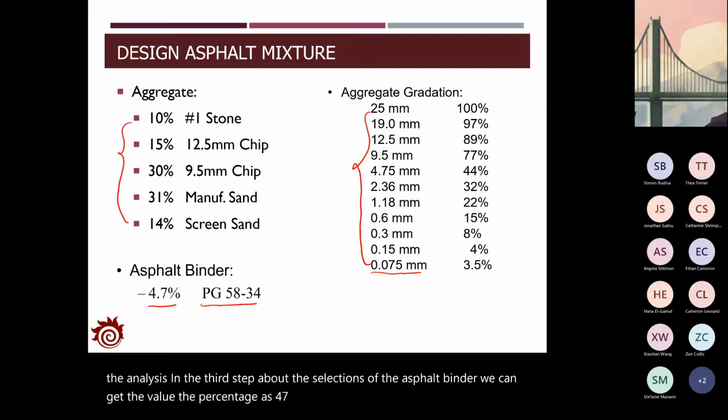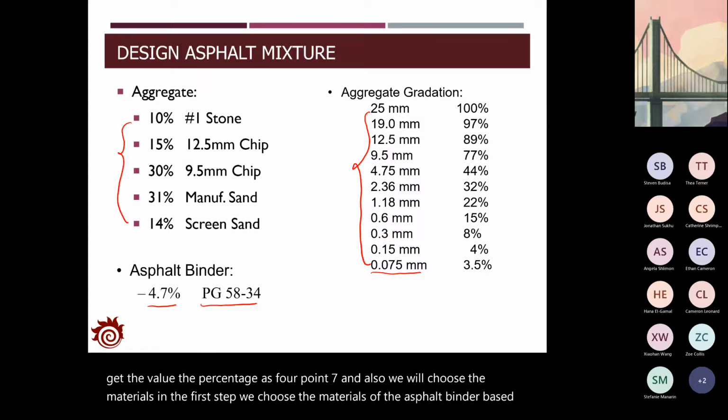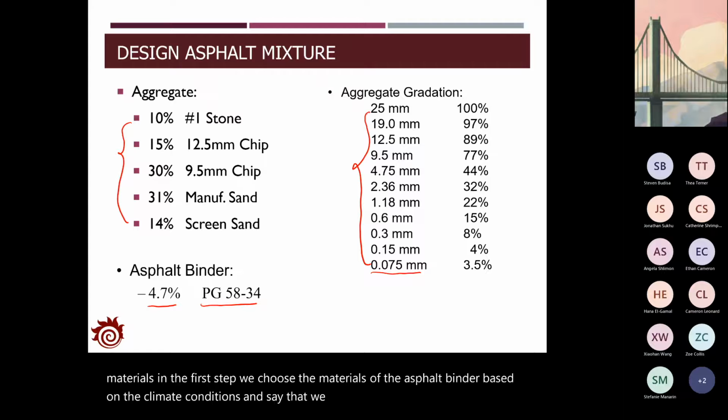And also we will choose the materials. In the first step, we chose the asphalt binder based on the climate conditions, and we have a performance grade of 58 minus 34 for the asphalt binder. So this is the whole process.